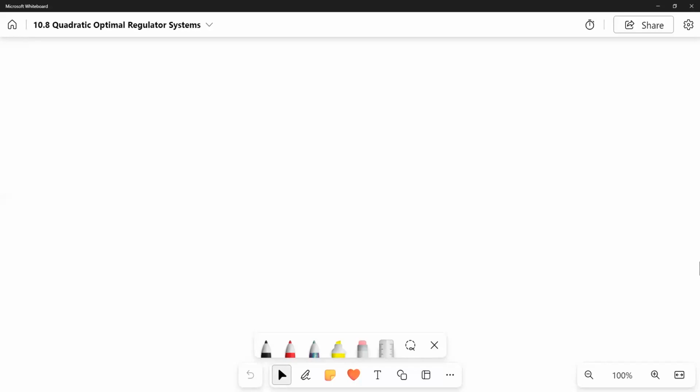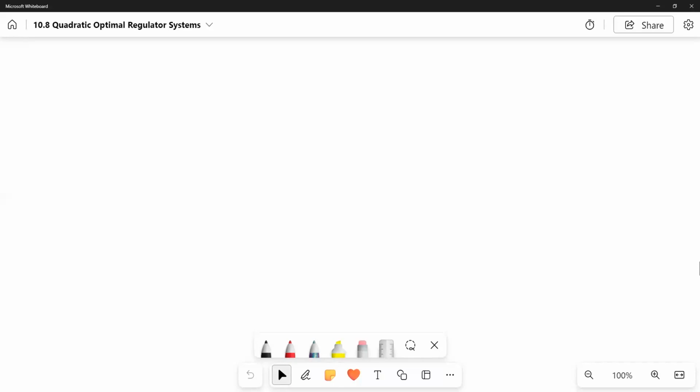So we'll be starting this new topic today, that is the quadratic optimum regulator problem. It's related to the quadratic optimum regulator system. So this method, the quadratic optimum control method, is a systematic way of computing the feedback control gain matrix K.